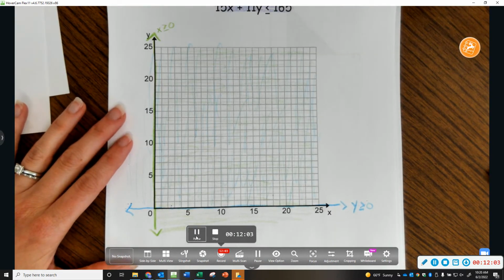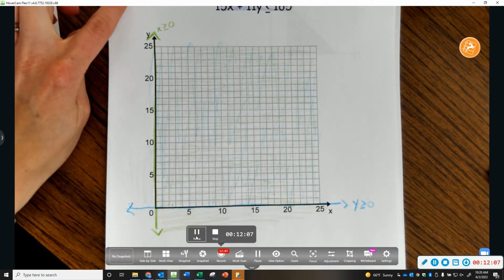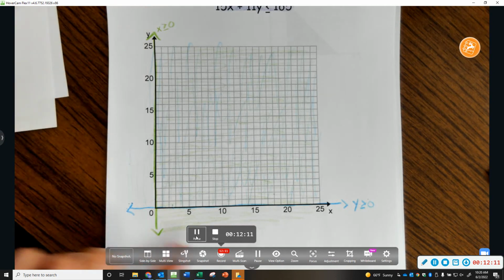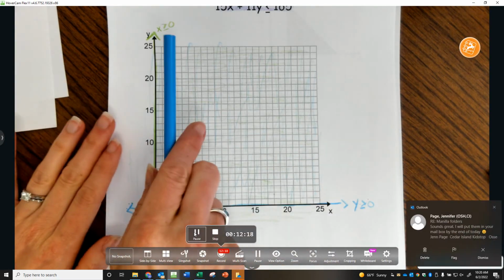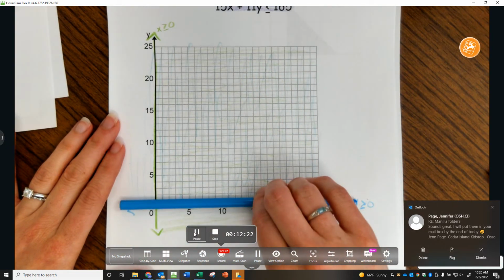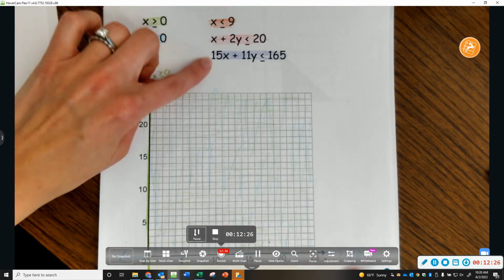Okay, I just wanted to show my first two lines. My x is greater than 0, my y is greater than 0. So here are my two lines. Those ones should be pretty easy. The x is greater than 0 is everything over here, this is green. Blue, everything up here.